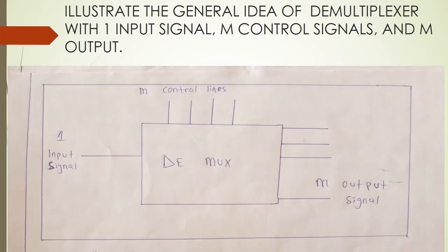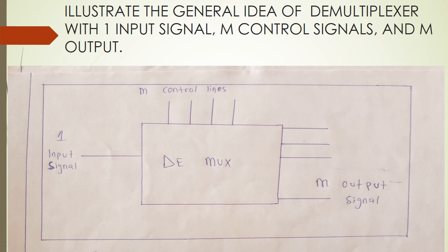This illustrates the general idea of a demultiplexer with one input signal, M control signals, and M outputs. Let's look at this. The M control lines, which are located at the first diagram of this demultiplexer, refer to the input lines that are not yet selected. The input signal, which shows us 1, is the one we have selected from the M control lines.